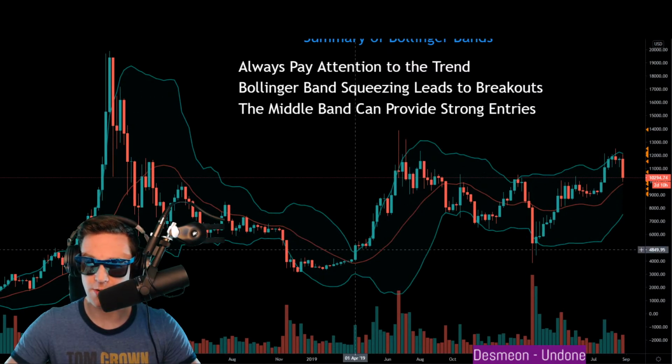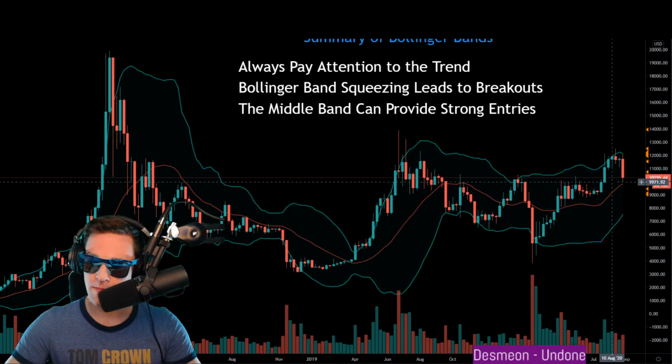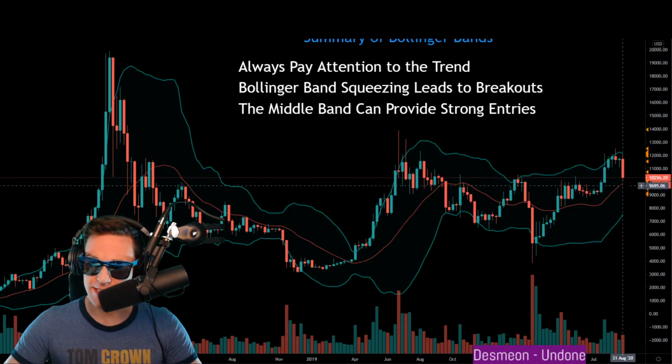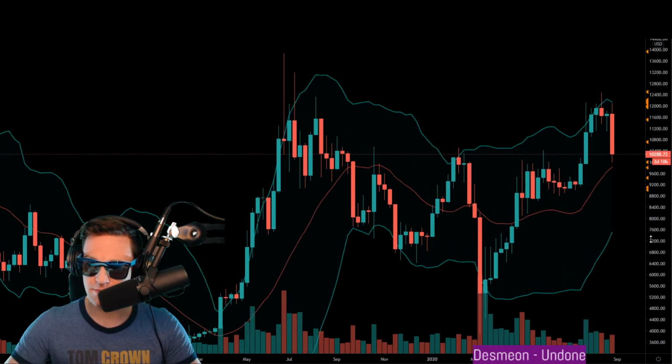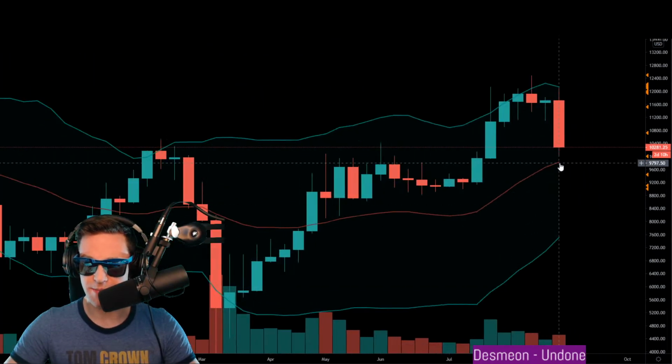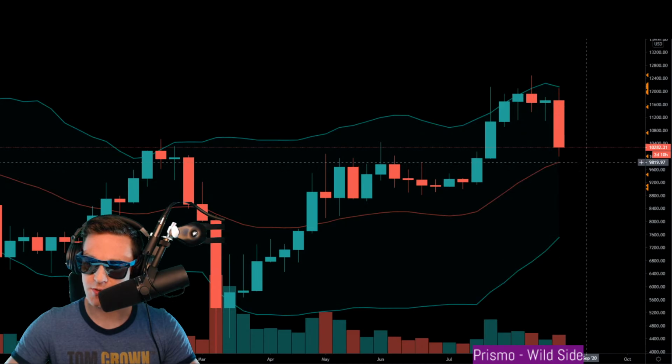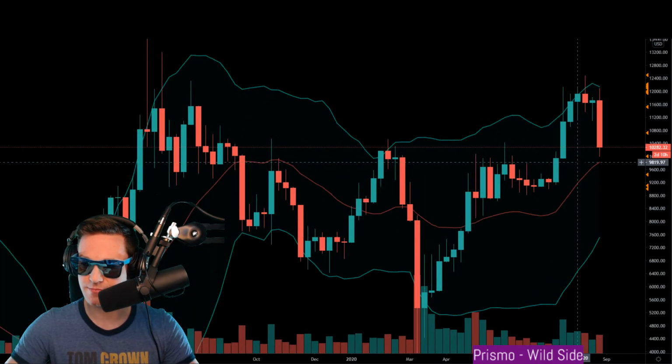Here we look at Bitcoin on the weekly. And if we believe the trend is up, if we zoom in here, the Bollinger Band may be suggesting an entry again. Currently at 9,800.